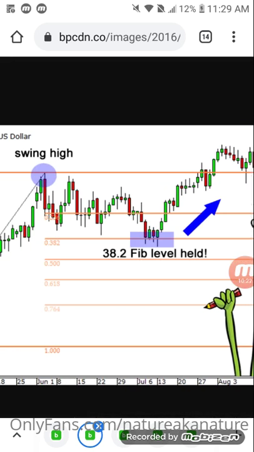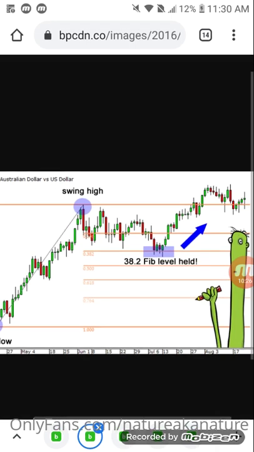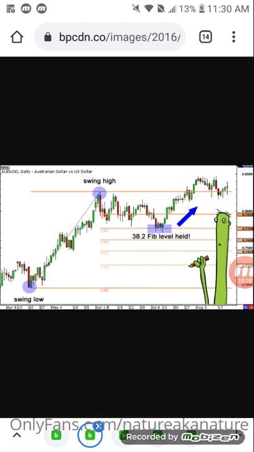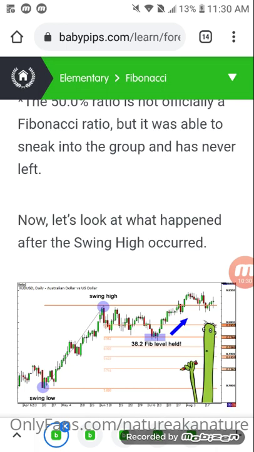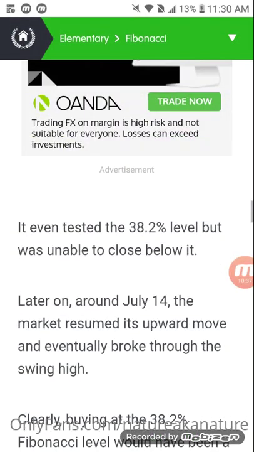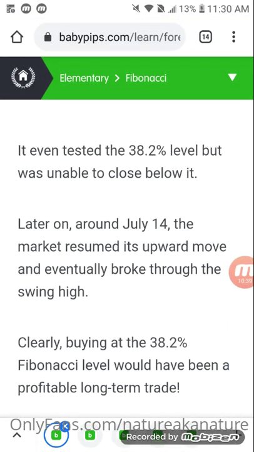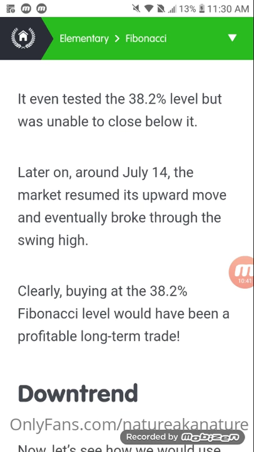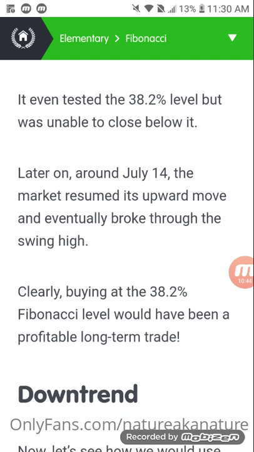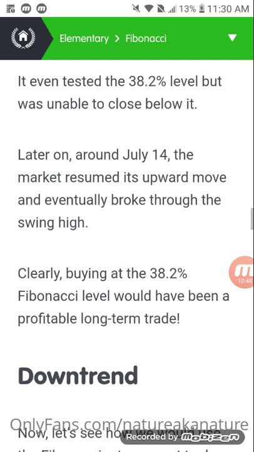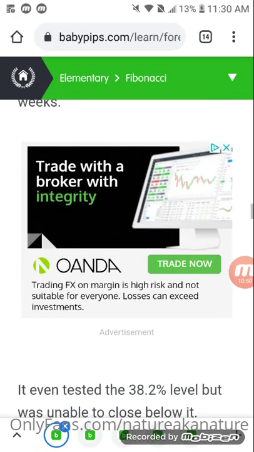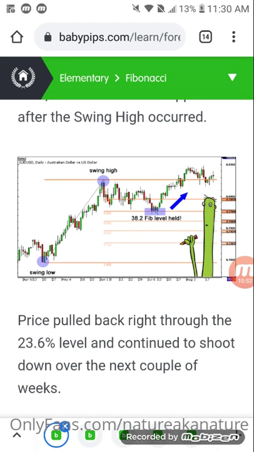It held at the 38.2 fib level before it resumed back up. That's where price retraced back to. So this is how we use Fibonacci retracements to find out where price will retrace and to get good entries. If you would have gotten an entry at the 38.2 level, you would have been good. Clearly, buying at the 38.2 Fibonacci level would have been a profitable long-term trade. You would have made a lot of money.